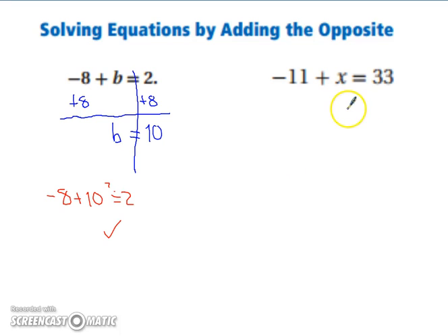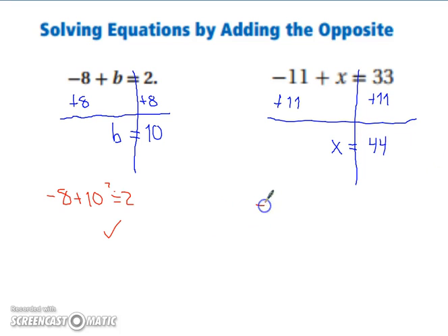Now that you've had a moment to try this next one on your own, let's try it together. So we're going to start by dividing our equation in half. Alright, so we want to get x by itself because that's our variable. So we want to move this minus 11 to the other side of the equation. And to do so, we're going to add 11 to both sides of the equation, because it gets rid of it over here and it moves it to the other side. So now we have x equals 44.